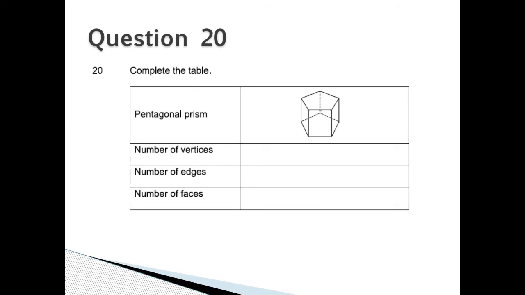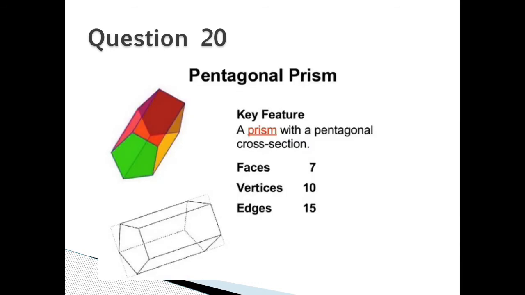Question 20. Complete the table. The pentagonal prism has how many vertices, how many edges, and how many faces? Let's look at a key feature. A prism with a pentagonal cross section will have 7 faces, 10 vertices, and 15 edges.